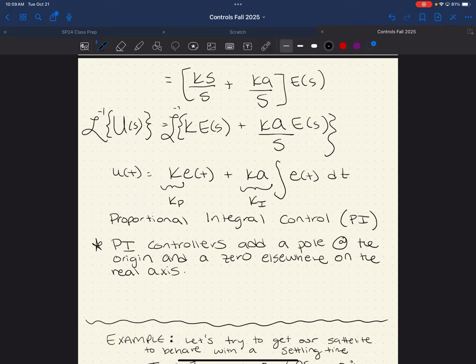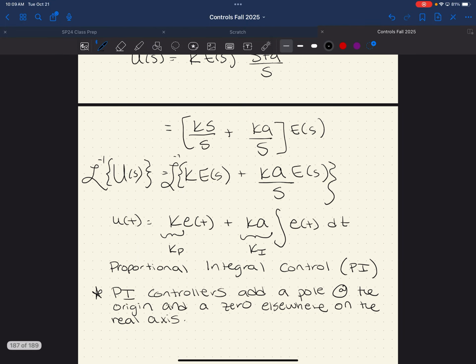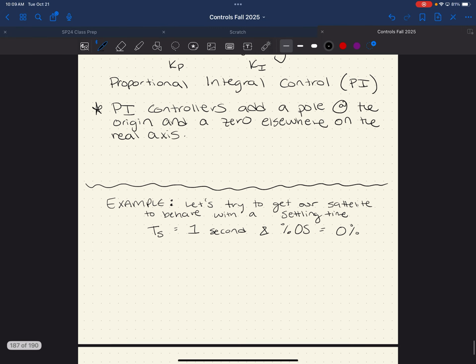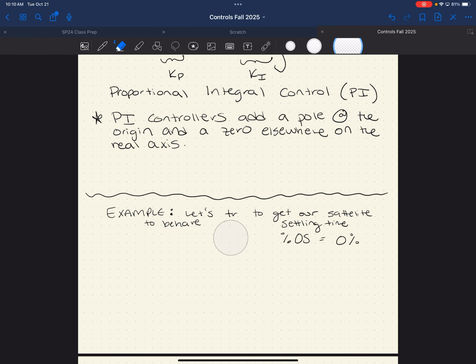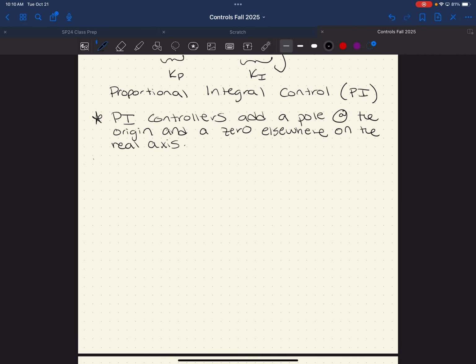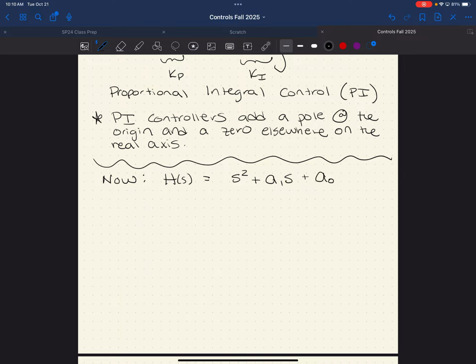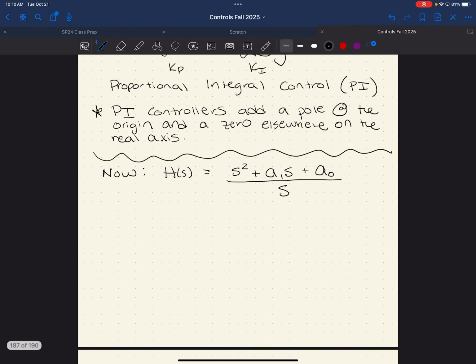What do you think our last example is going to be? PID, full PID. All right, lastly, we'll try one last form of H(s). We'll say H(s) is s squared plus a1 s plus a0, all over s. Which makes our U(s) over E(s) equal to K times this.